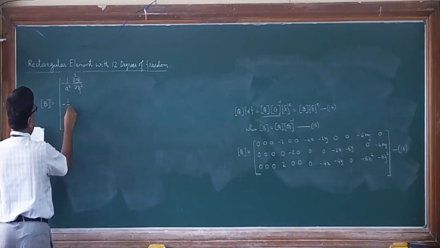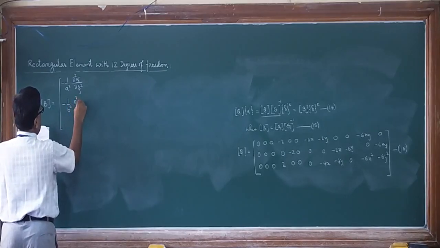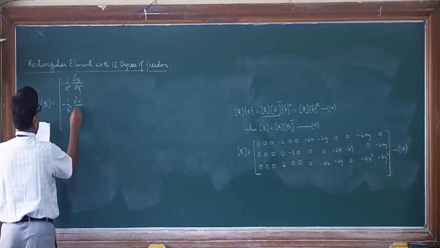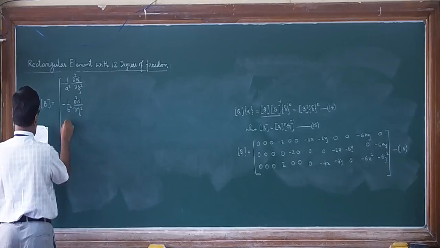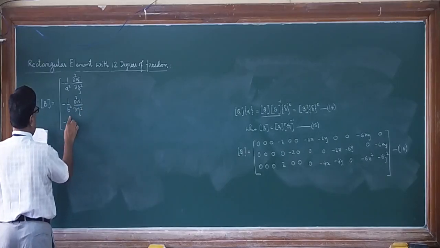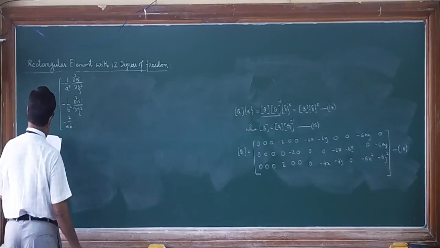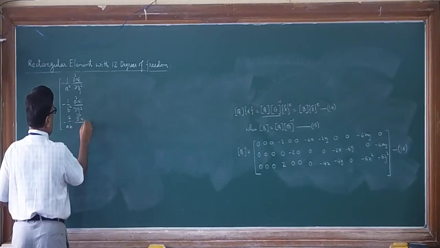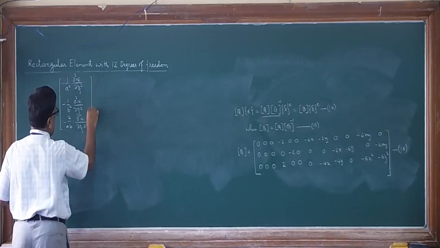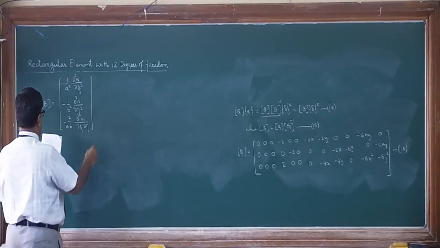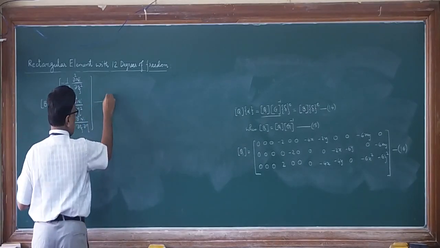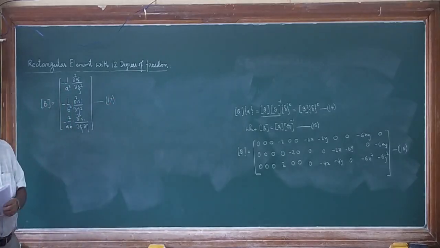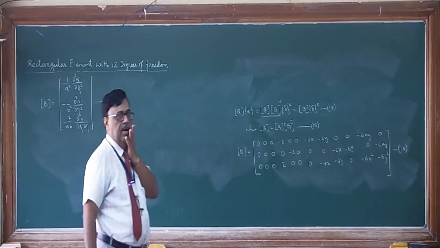minus 1 upon B square, dou square Ni upon dou eta square, minus 2 upon AB, dou square Ni upon dou zeta dou eta. You can write it. This is going to be a kind of equation 17, you can call it. So this is what you call the strain displacement matrix.